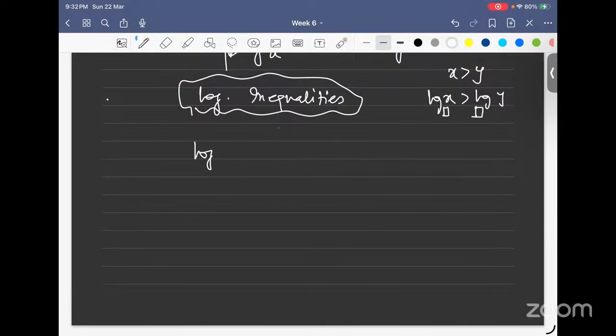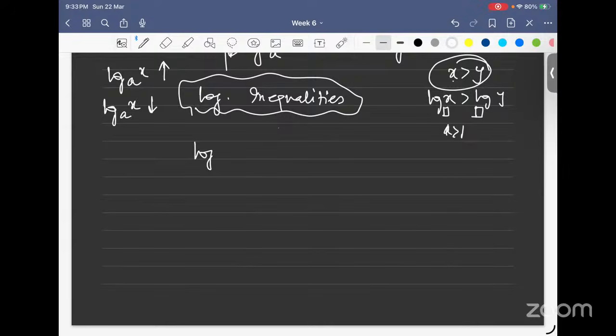So we already know that log of x base a is an increasing function if a is greater than 1, right? And log of x base a is a decreasing function if a is from 0 to 1. So now x is greater than y, and if I am applying log x is greater than log y, that means a must be greater than 1. If a was less than 1, then the inequality would have changed.